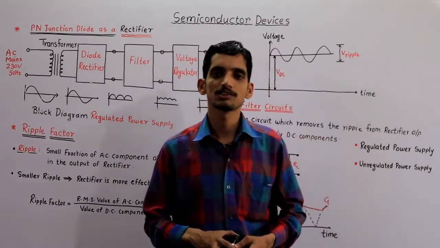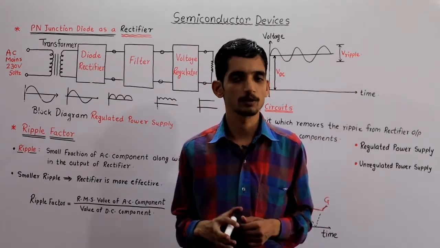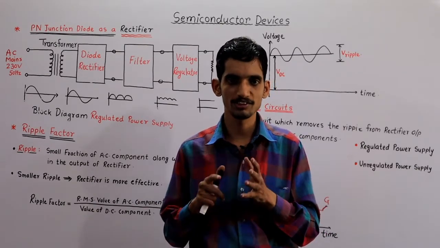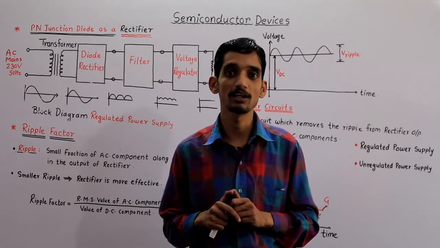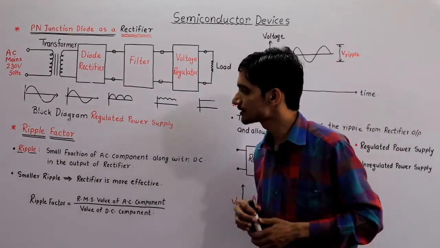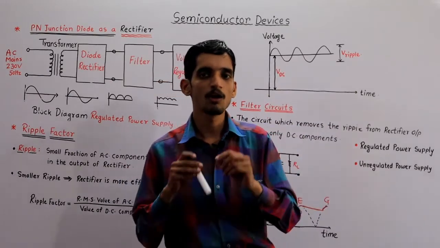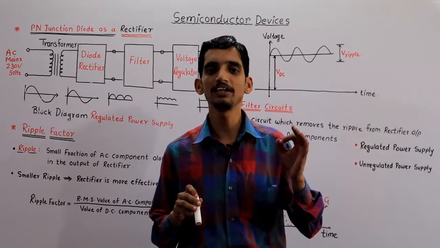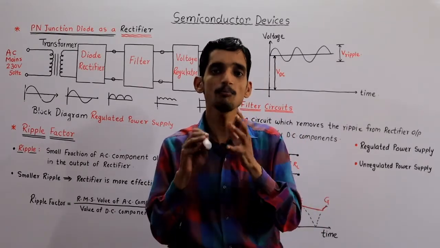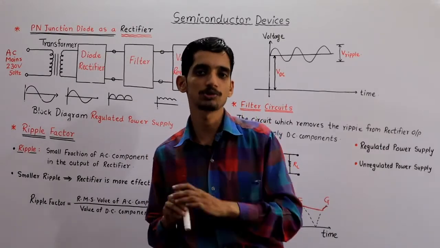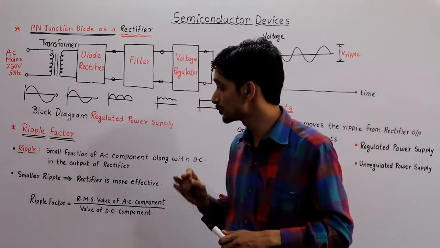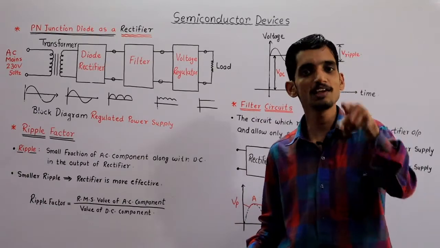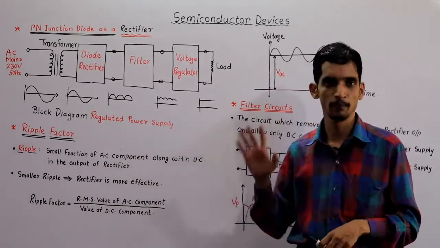Now we are going to discuss an important term, that is ripple factor, as we have initiated the discussion of ripple in the discussion of full wave rectifier drawbacks and advantages. Now we know that this ripple actually means what? The output of rectifier is ideally a unidirectional DC, but practically we get pulsating DC. It means it contains some part of AC in that output. So ripple means the small fraction of AC component present along with DC in the output of rectifier. This is important.